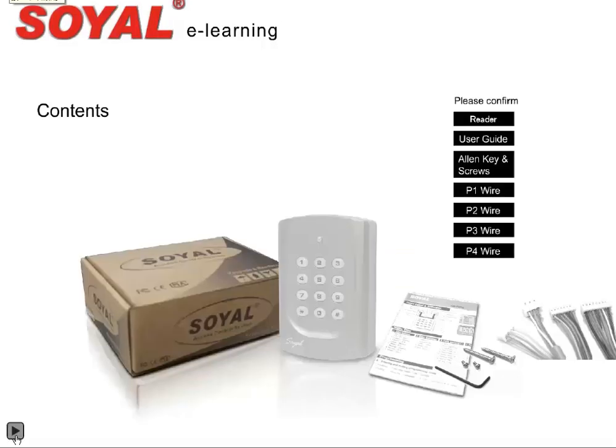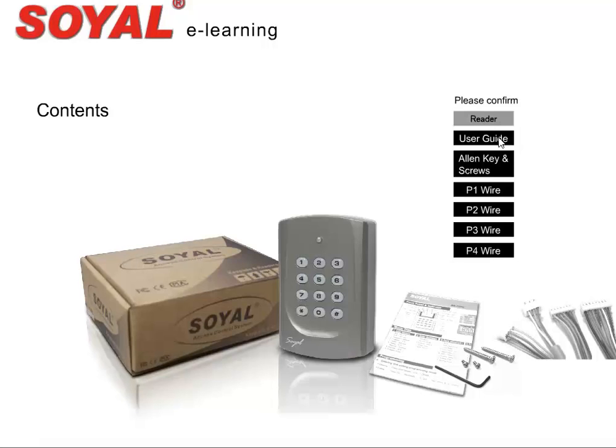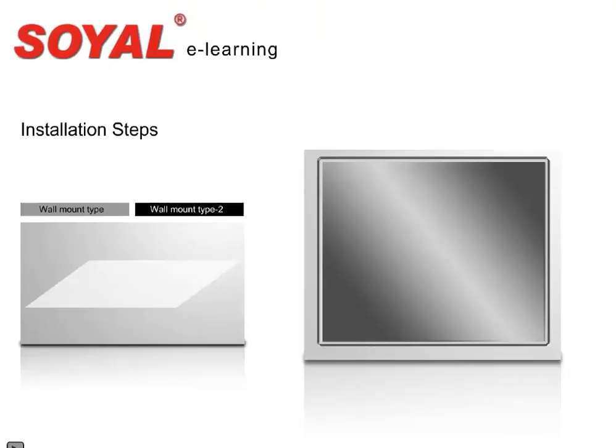The second part, install. Please confirm the content in the box first. There are reader, user guide, Allen key and screws, P1 wire, P2 wire, P3 wire, P4 wire inside the box. Installation steps. There are 2 ways of installation. We could see the animation first.